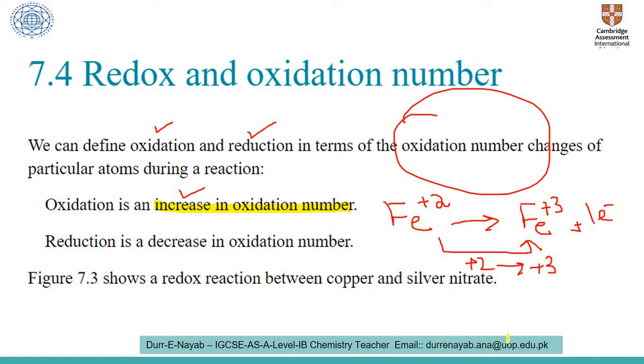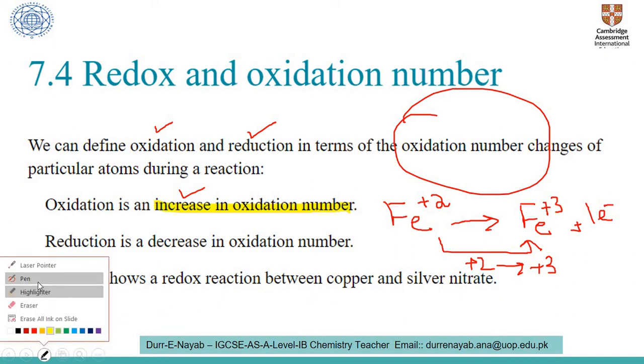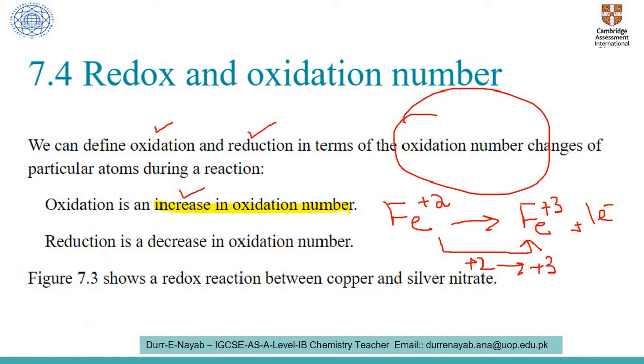But in terms of loss of electrons, you can say that from this iron atom 2 electrons are lost, and from this iron 3 electrons are lost in total. Now this is what we call oxidation. Now we're going to study reduction. In terms of oxidation number, there is a decrease in the oxidation number.